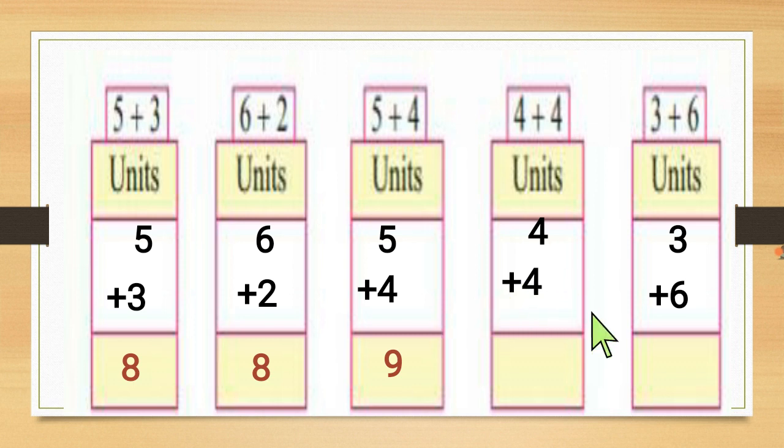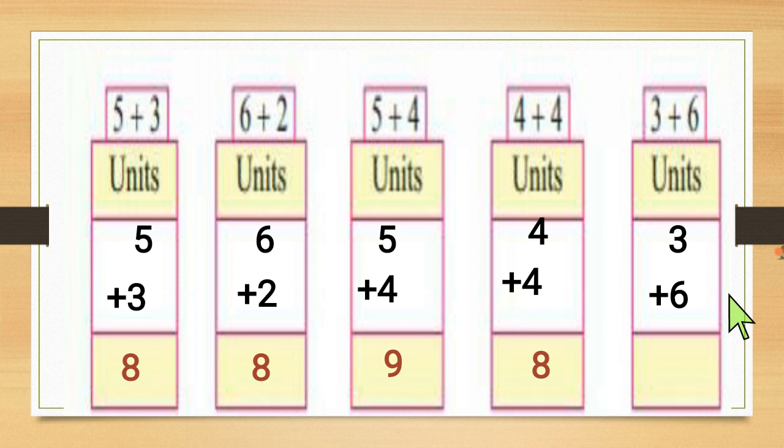4 plus 4. The answer here is 8. Here you can see 3 plus 6. We write this in the unit place. Let us add them. Count 3 fingers from the number 6. 7, 8, 9. The answer will be 9.